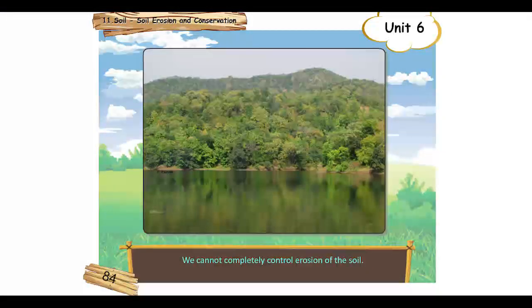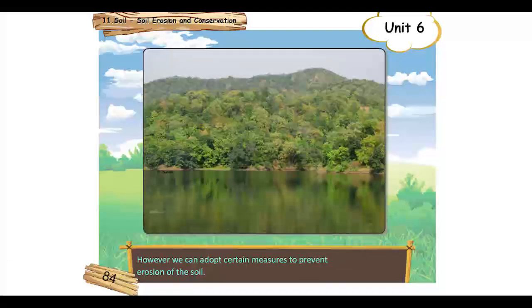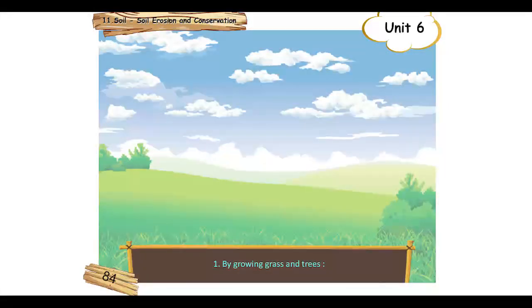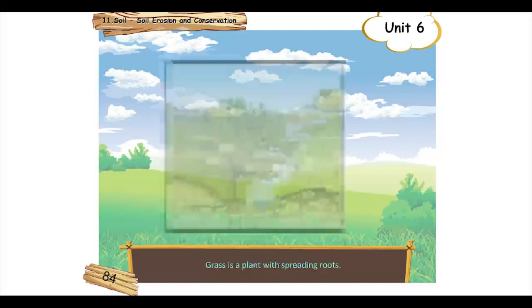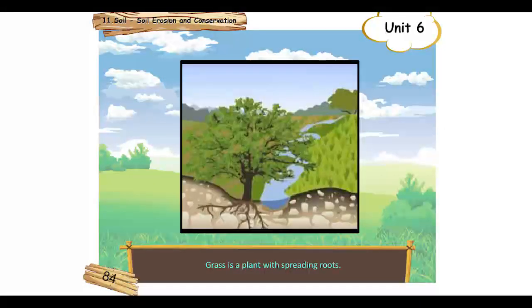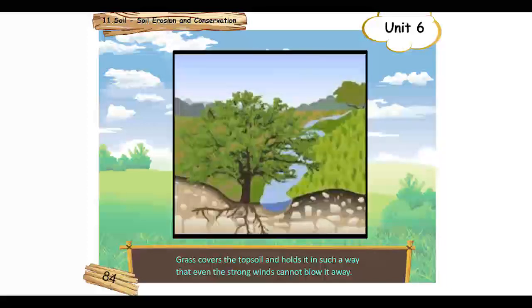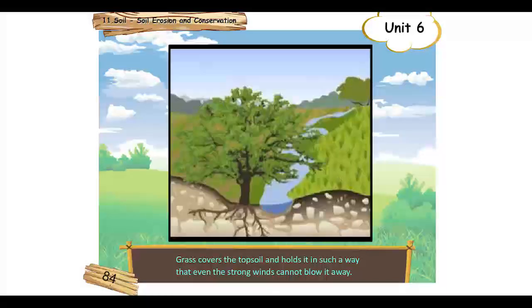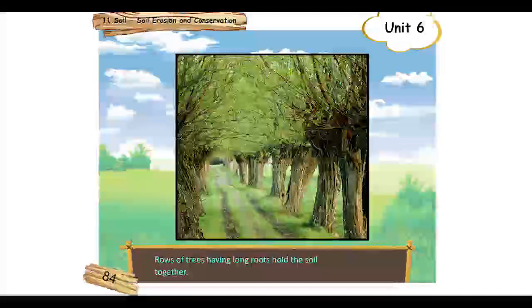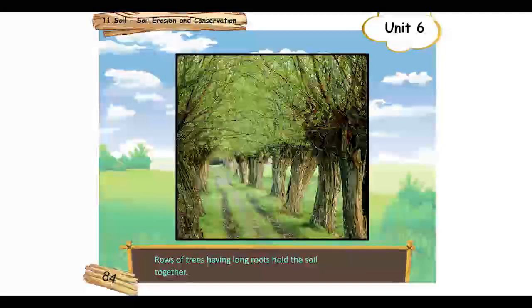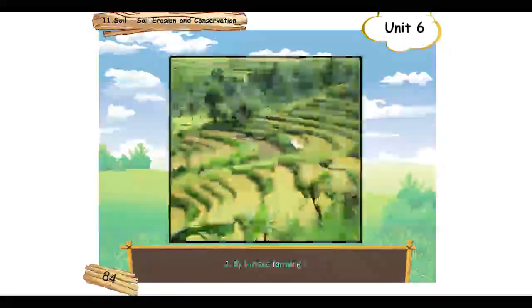We cannot completely control erosion of the soil. However, we can adopt certain measures to prevent erosion of the soil. 1. By growing grass and trees. Grass is a plant with spreading roots. Grass covers the topsoil and holds it in such a way that even the strong winds cannot blow it away. Rows of trees having long roots hold the soil together.